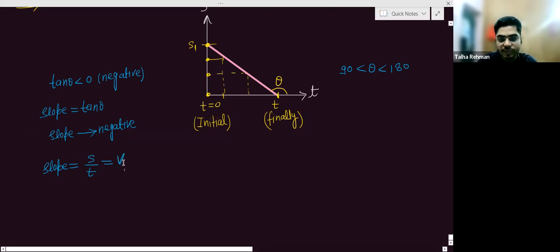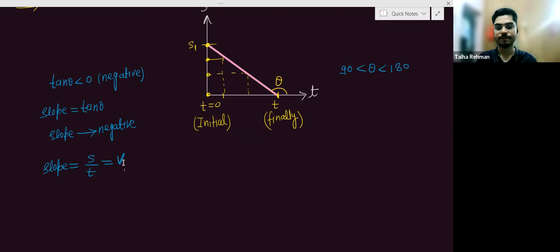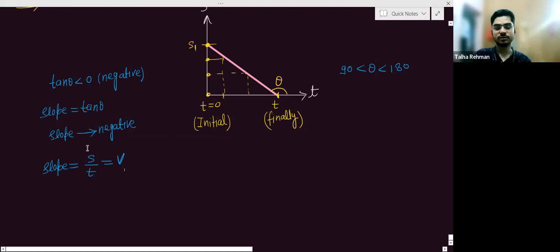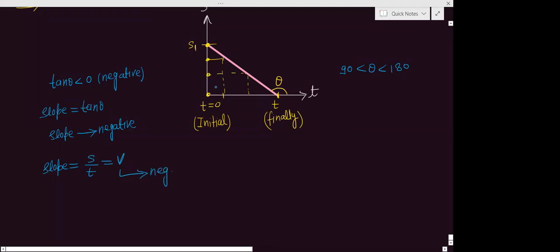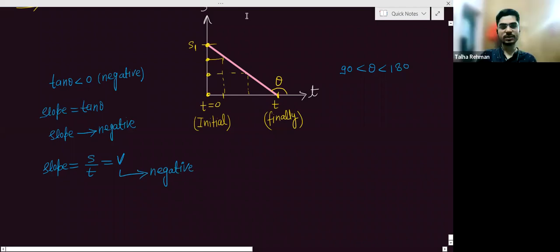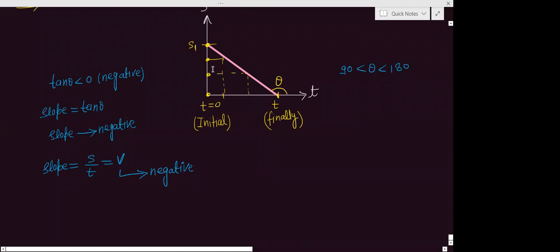This is the velocity. Displacement divided by time is velocity. Now, can we comment something about the velocity, whether the velocity will be positive or negative from this data? Here your slope is negative, and we know that slope is the velocity. So we can say for this kind of graph, the velocity will be negative.